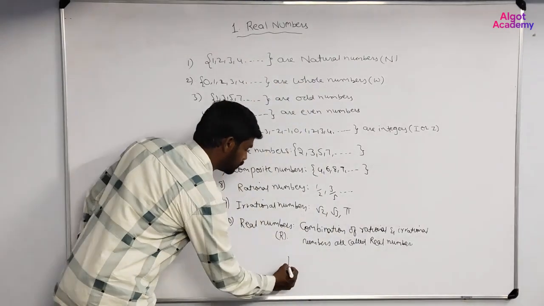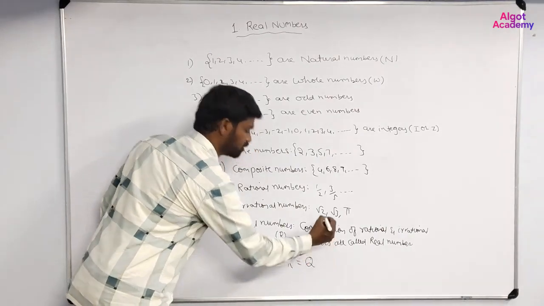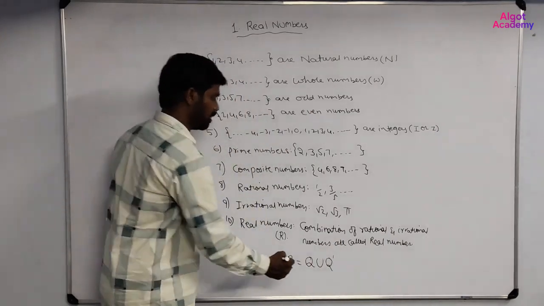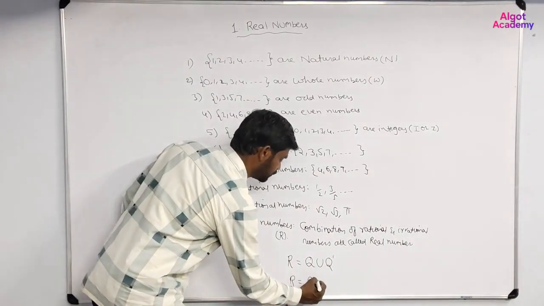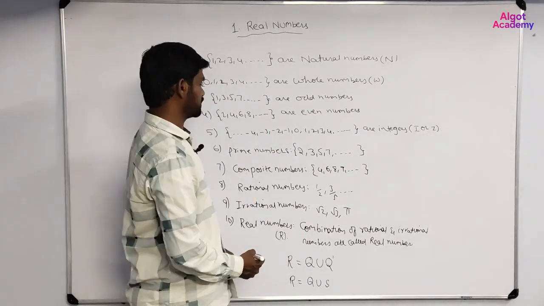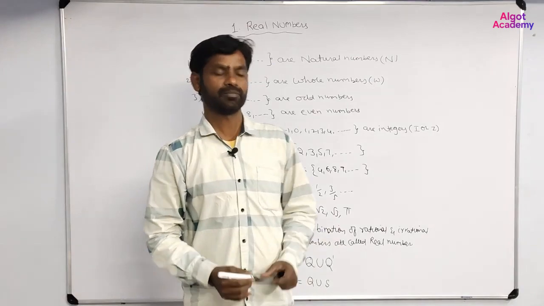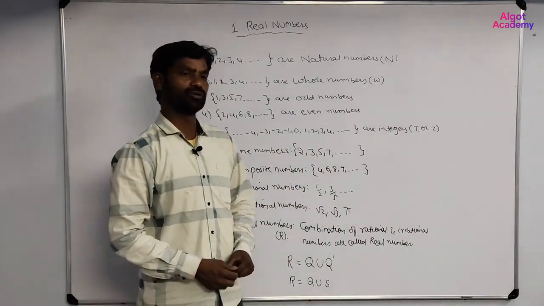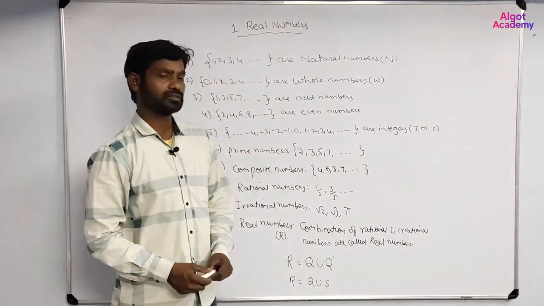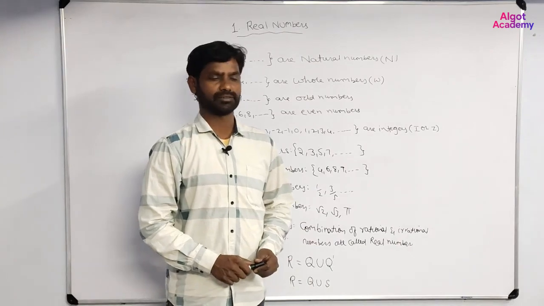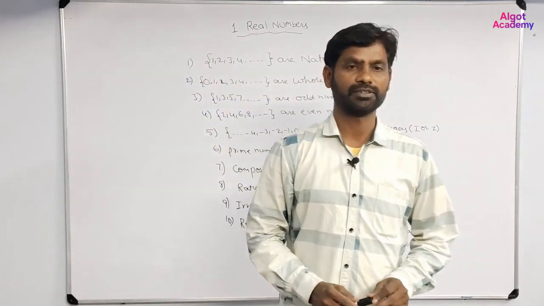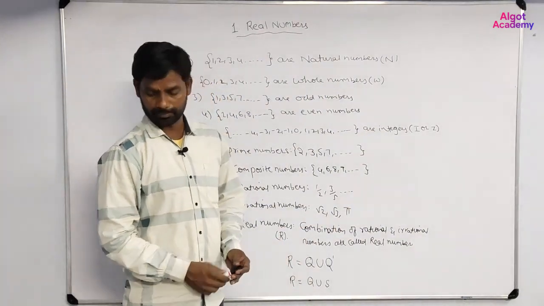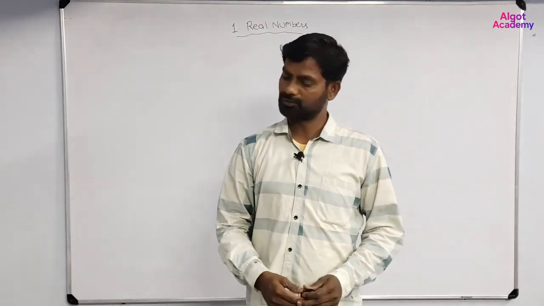Mathematically, we can write R is equal to Q union Q dash, where rational numbers are denoted by Q and irrational numbers are denoted by Q dash, or we may write this as Q union S. So real numbers equal Q union Q dash, or Q union S. So these are the numbers. In this 10th class, we are going to study about the real numbers. So let us solve the problems.